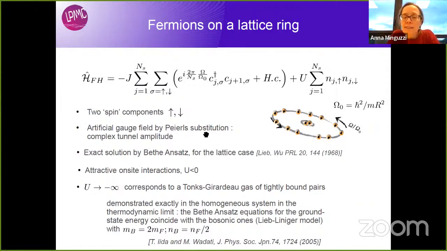Unlike the lattice bosonic case, here we have an exact solution by Bethe ansatz due to Lieb and Wu. And about the physics of this system, if we have large attractive interactions, there is a limit of infinitely large attractions, which corresponds to a Tonks-Girardeau gas of tightly bound pairs. This was demonstrated in the thermodynamic limit by Iida and Wadati, who have shown that the Bethe ansatz equations for the ground state of the fermionic model coincide with those of a bosonic model, provided that the bosons have twice the mass of the fermions, and the density of the bosons is half the density of the fermions.